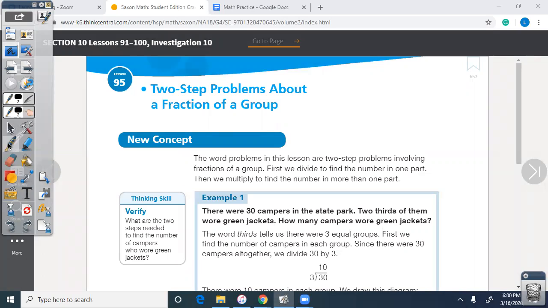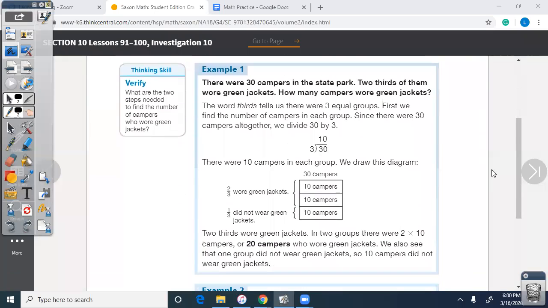We are on lesson 95, two-step problems about a fraction of a group. Again, if you want to just follow along with me on the screen, you can, or if you have your math book and you want to follow along in your actual book, you can do that as well. We'll be going through a few examples and then some of the lesson practice, okay? So we are going to start with example number 1. First thing we need to do, obviously, is read the question and then figure out what we're trying to find.